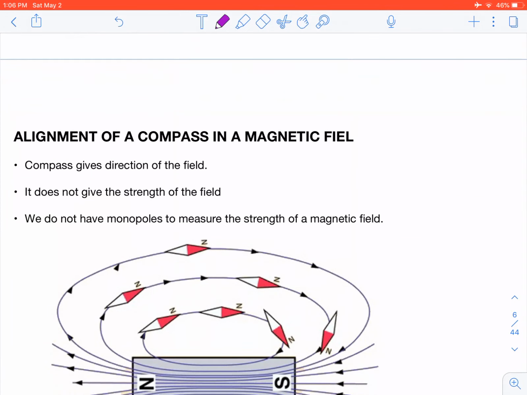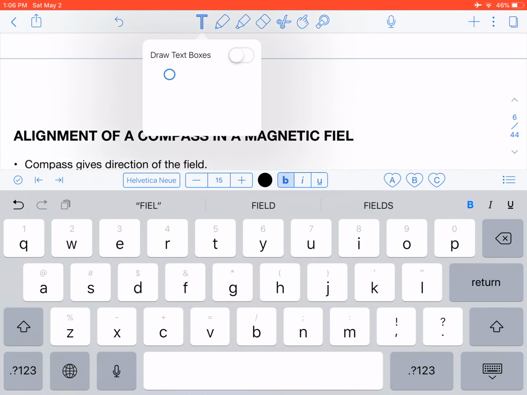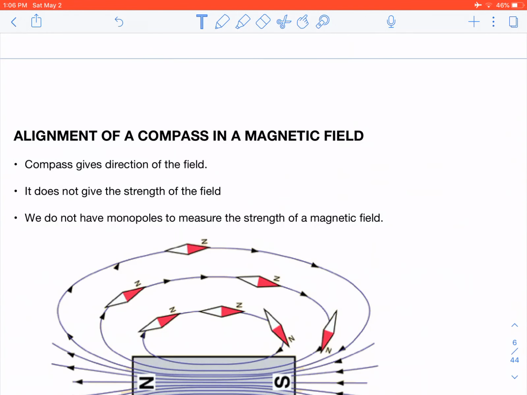Now, alignment of a compass in a magnetic field. So we're looking at the compass giving the direction of the field. We know that. It gives the direction of the field. It does not give the strength of the field. It just gives us the direction of this particular field.